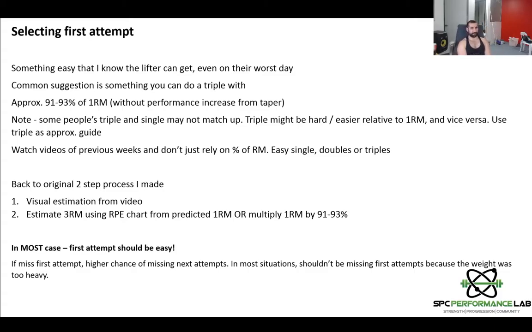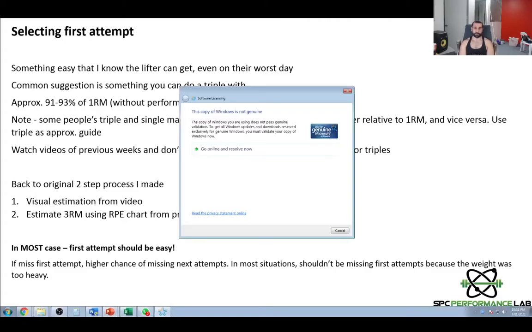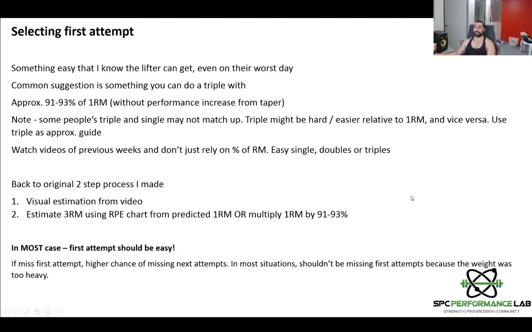But as I said, in most cases, the first attempt should be easy. Okay? If someone misses their first attempt, there is an increased chance that they will miss their next attempt. So I'd say in the majority of situations, people should not be missing their first attempt because the weight was too heavy. The only reason people should be missing their first attempt is they might have made a technique error, or they jumped a call or something like that. It shouldn't be that it was just way too heavy and it was a real big grinder.